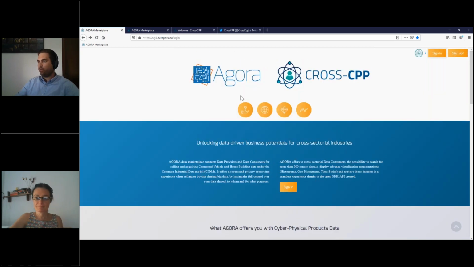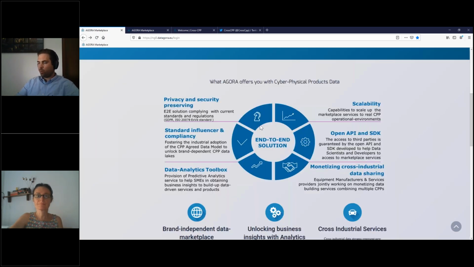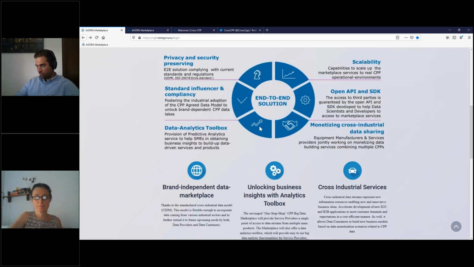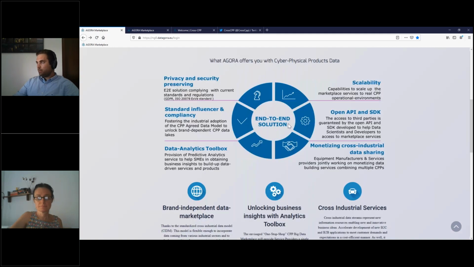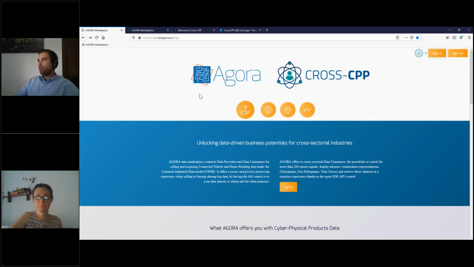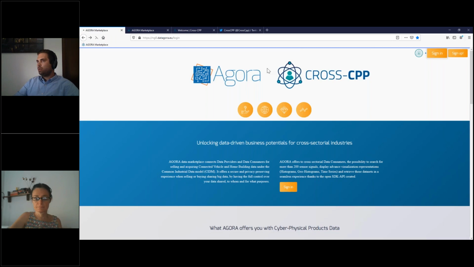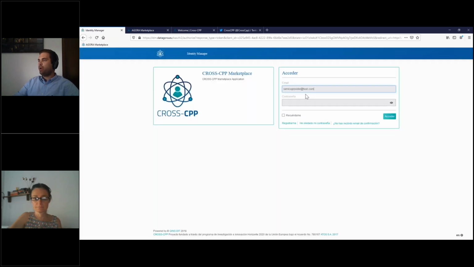So basically we have all the references to the project and what we offer, what Cross-CPP offers to externals and to those data consumers. Now we are going to do a data journey. Imagine that I am a service provider interested in acquiring data. For example, I am a rental fleet manager, or a company interested in mobility services in cities. Imagine any kind of scenario that you can imagine.